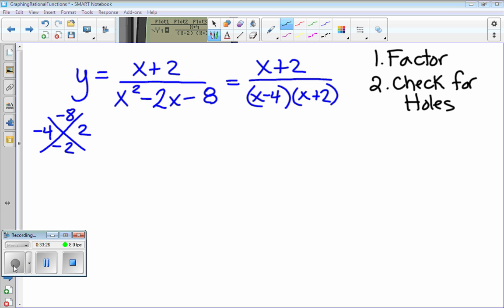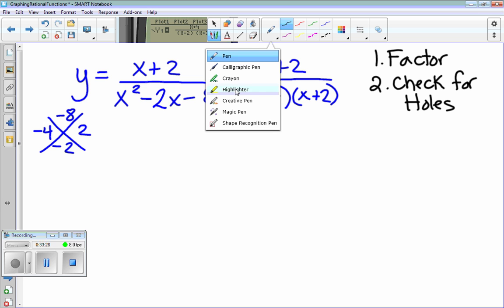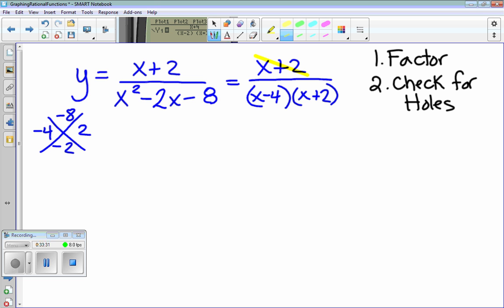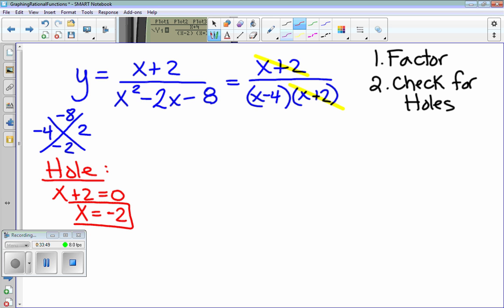Because I can cancel out this factor and this factor, that means there is a hole at x plus 2 equals 0. So we're going to write that over here: a hole where x plus 2 equals 0. In other words, at x equals negative 2, there's a hole. And we'll have to put that on the graph in a few minutes. It's not there yet, but we'll put it on the graph.